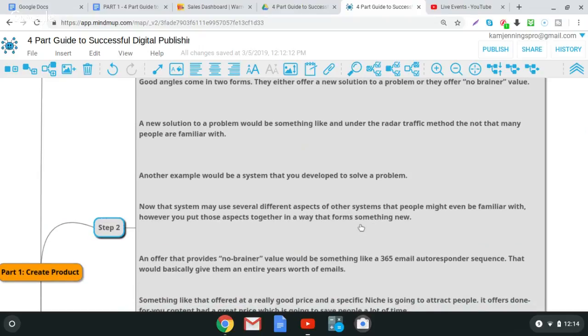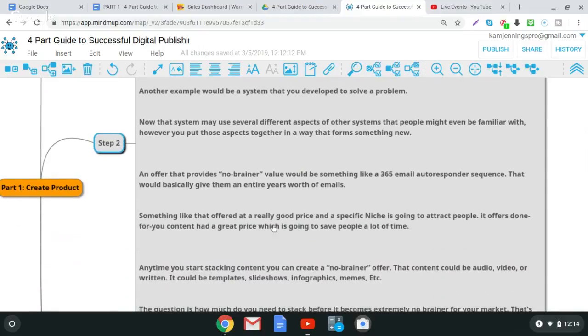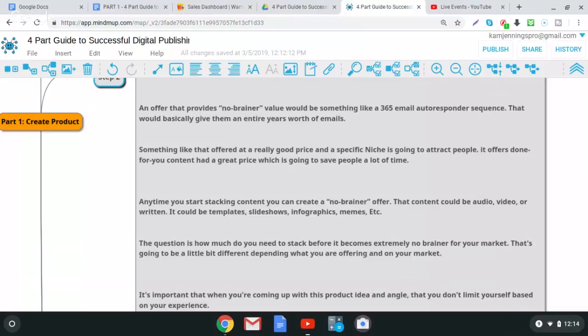That would be an example of an under the radar. That would be an example of a new solution, right? So, an offer that provides no-brainer value would be something like a 365 email autoresponder sequence that would basically give them an entire year's worth of emails. Something like that offered at a really good price and a specific niche is going to attract people. It offers done for you content and has great price, which is going to save people a lot of time.